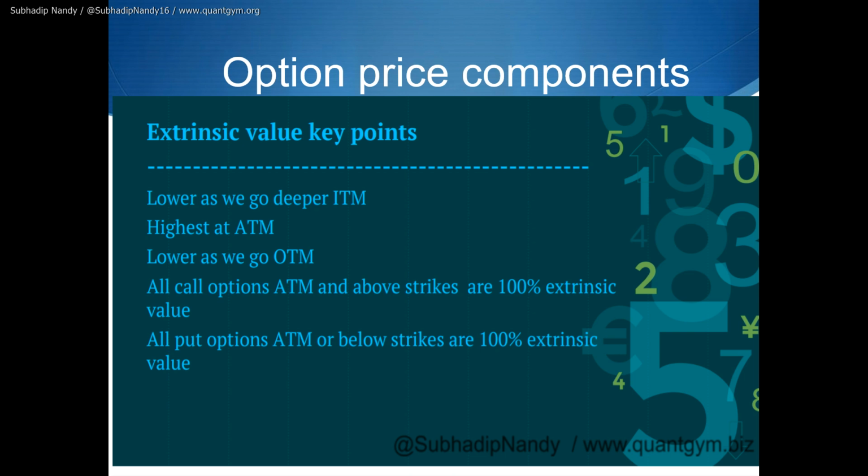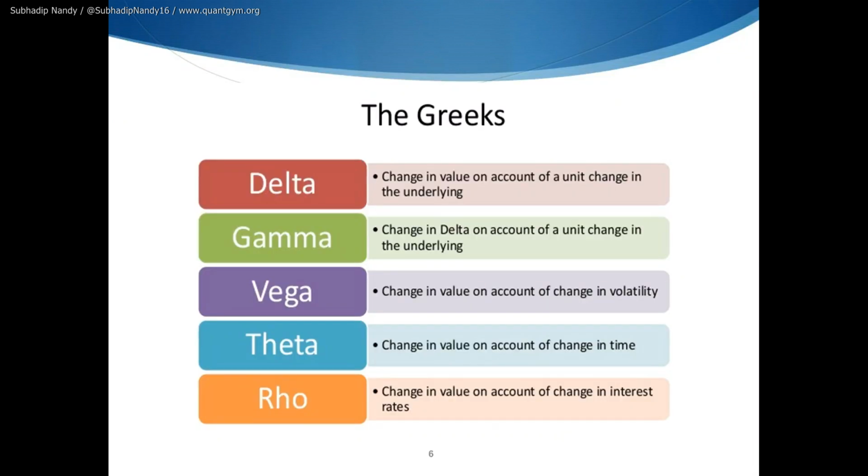All call options, ATM and above strikes are 100% extrinsic value. All put options, ATM or below strikes are 100% extrinsic value. Now, since this is a YouTube video, I won't be repeating this. You can always come back and see the slide once again. Now let us come to Greeks.